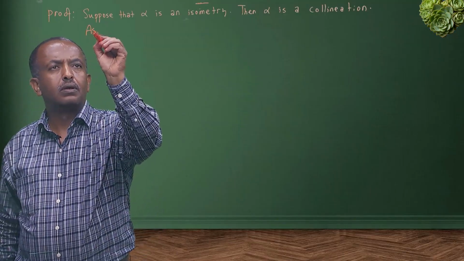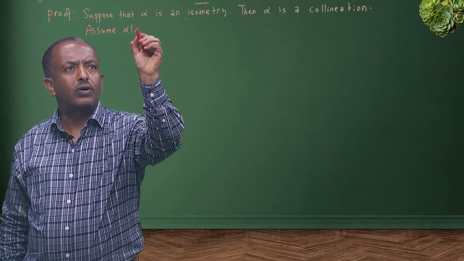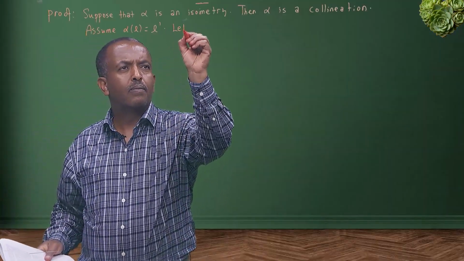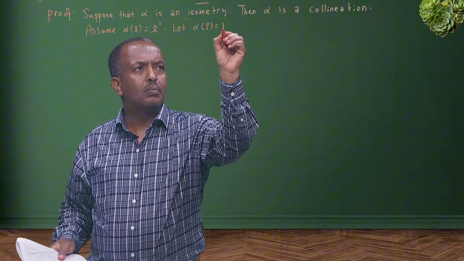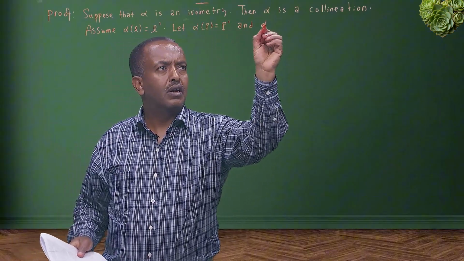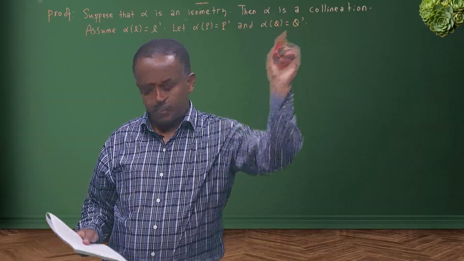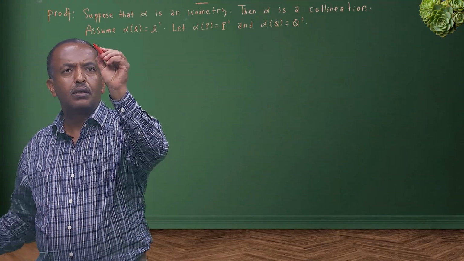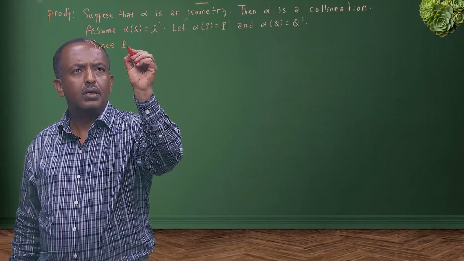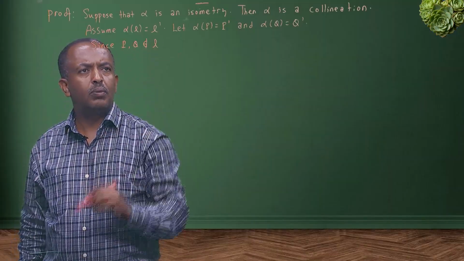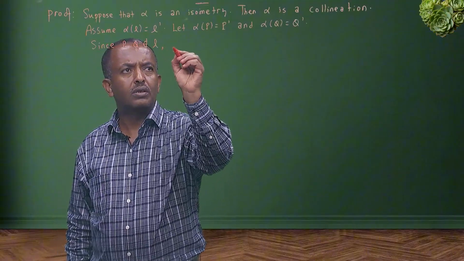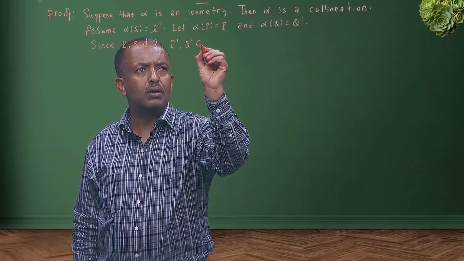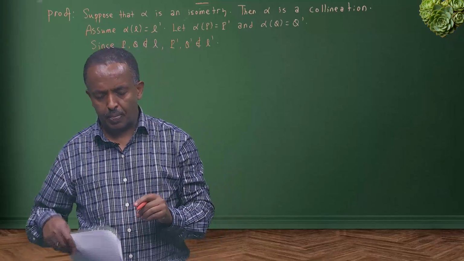Assume alpha of L is equal to L prime. Let alpha of P be P prime and alpha of Q be Q prime. Since P and Q do not belong to L, by definition of alpha of L, their images P prime and Q prime do not belong to L prime.